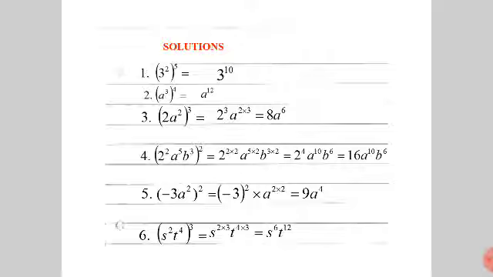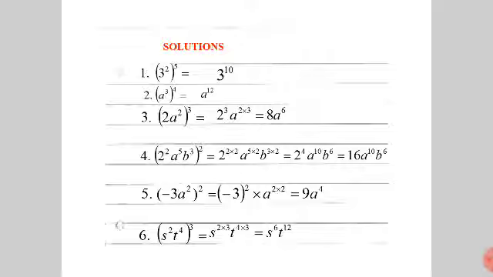a power 3 the whole power 4 is a power 3 into 4. 3 fours are 12, so a power 12. 2a square the whole cube: 2 cube, a square into 3, a power 2 into 3. 2 cube is 8, a power 6. So 8 a power 6.